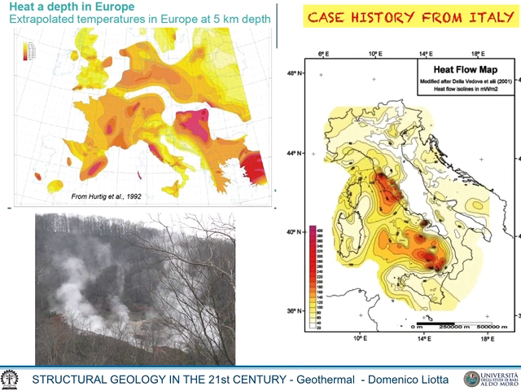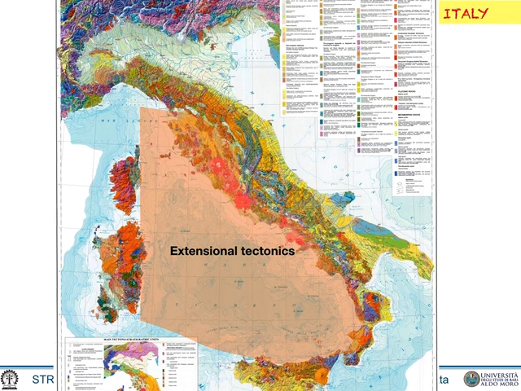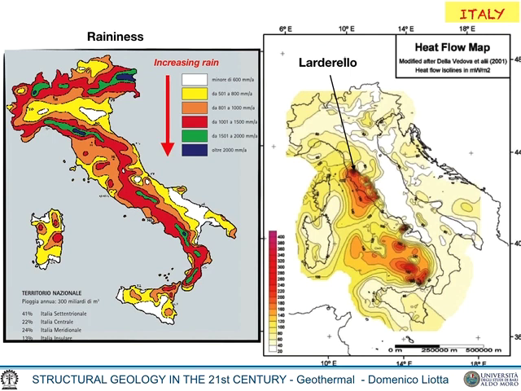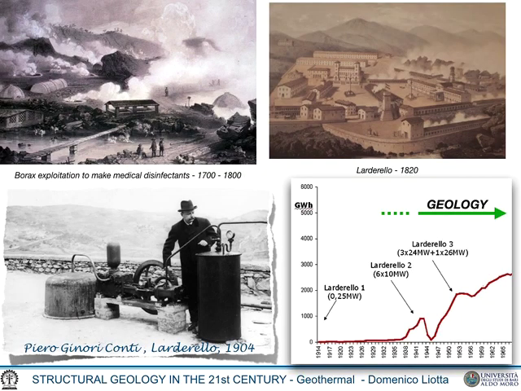Italy is here, part of Europe, and the western part of Italy is characterized by very high heat flux. On average, in this region, Larderello is located just there, in the central part of Tuscany. Here the heat flux is on average 120 milliwatts per square meter, which is three times the normal heat flux. Western Italy is characterized by extensional tectonics, and the amount of rain in the region is quite good. So we have all the main conditions necessary to have geothermal resources.